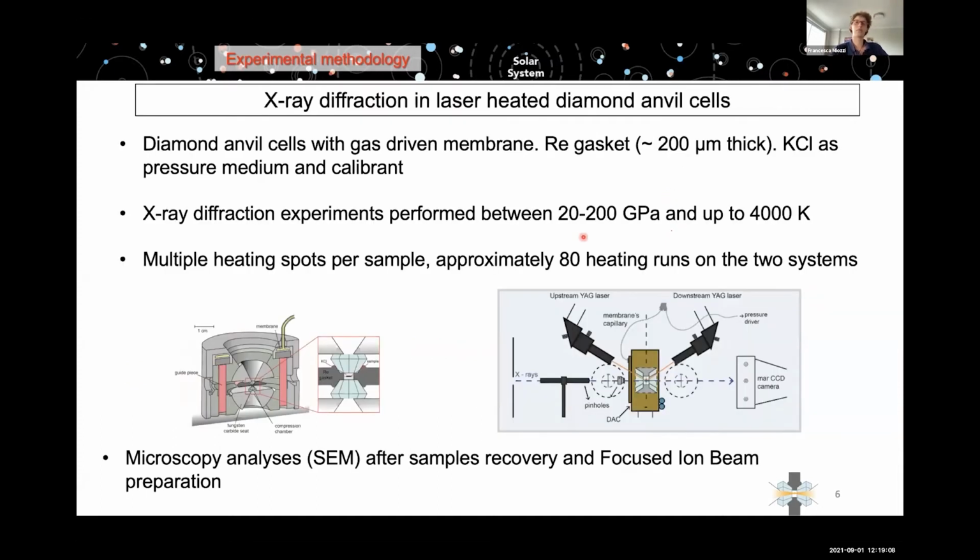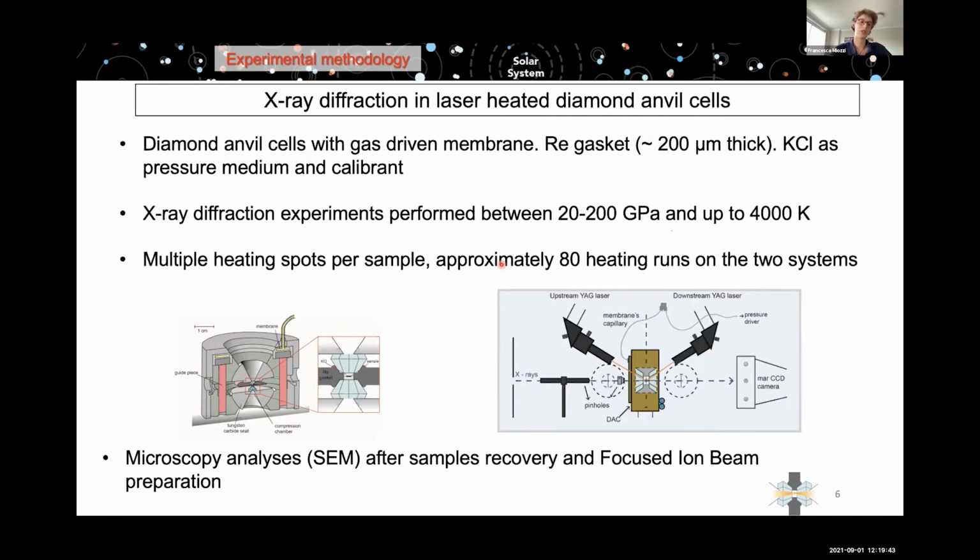All the experiments were done in laser-heated diamond anvil cell. We used a gas-driven membrane diamond anvil cell with a rhenium gasket and KCl as a pressure calibrant and pressure medium. All the experiments were performed between 20 and 200 GPa and below 4000 Kelvin. And as Rebecca said in her presentation, we had multiple heating spots for each sample. So we were able to collect approximately 18 heating runs on the two systems, both the binary and the ternary system.